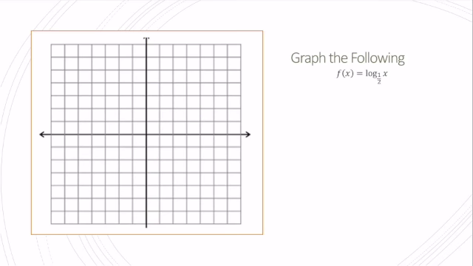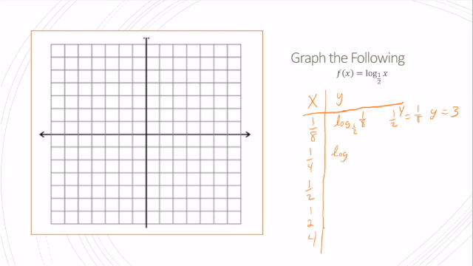Next, let's say I have f of x equals log base 1/2 of x. So I'm going to pick some x values that I can get. What should I pick? How about 1/8, 1/4, 1/2, 1, 2, and 4. I know that's a lot of problems, but I want to make sure that we have a full understanding of this concept. So if I have log base 1/2 of 1/8, that's saying what power do I raise 1/2 to in order to get 1/8? Well, that's going to be 3.